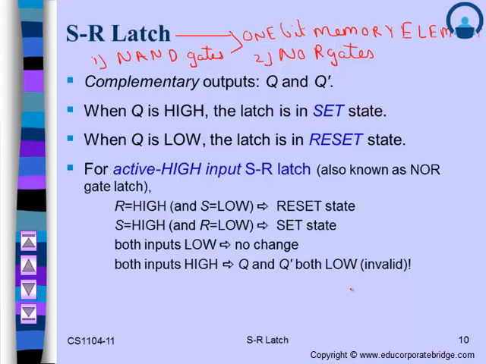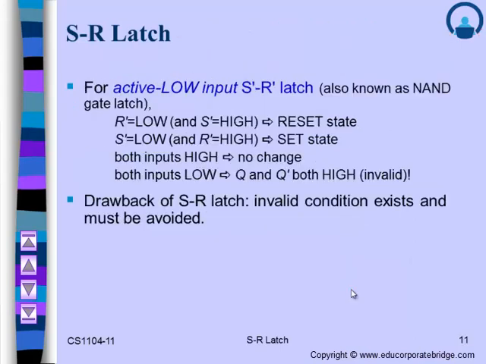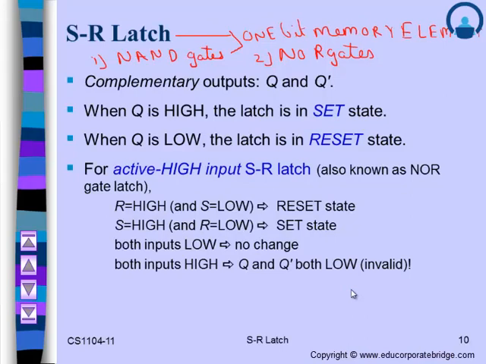We'll definitely study the working of latches. Before that, let's have some theoretical background, and then we'll explain how the latches work. The latches have two inputs and outputs complementary to each other, that is Q and Q bar. When Q is high, that is Q is 1, the latch is in set state. When Q is 0, the latch is in reset state.